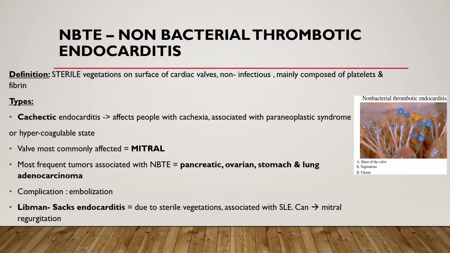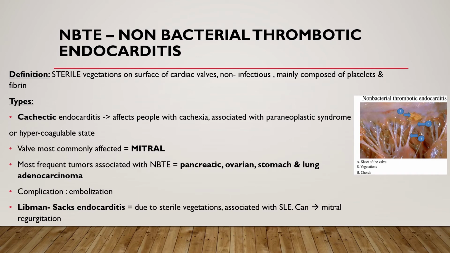Now, what is NBTE? Non-bacterial thrombotic endocarditis is different to infective endocarditis. It's in the name. Here we have sterile vegetation, so it's not been infected with bacteria. It's found on the surface of the cardiac valves, it's non-infectious, and the main composition is platelets and fibrin. We can have different types. One is cachectic endocarditis, typically affecting cachectic patients, and it can be associated with paraneoplastic syndrome or a hypercoagulable state.